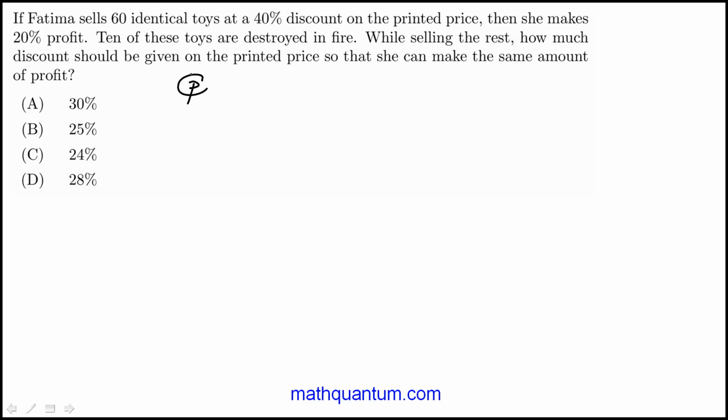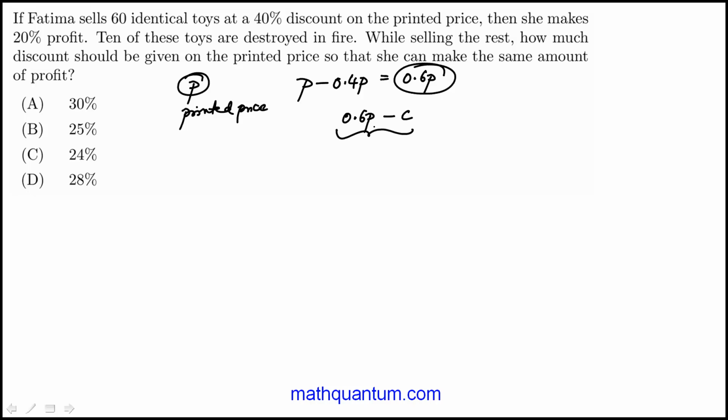So here I'll assign the letter P for the printed price, and then she's selling them at 40% discount to that. So P minus 0.4p, or you can write it directly as 0.6p. So if her cost is C, then 0.6p minus C would be the profit on each toy, and that needs to be 20% of the cost.